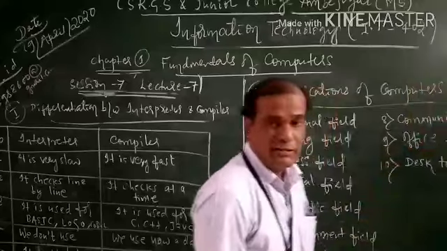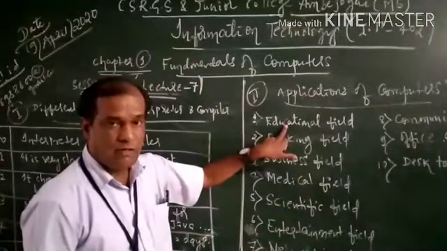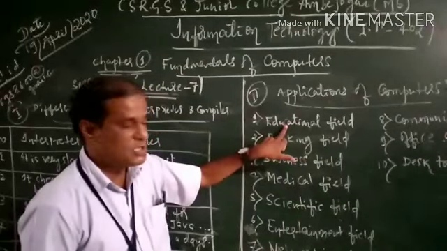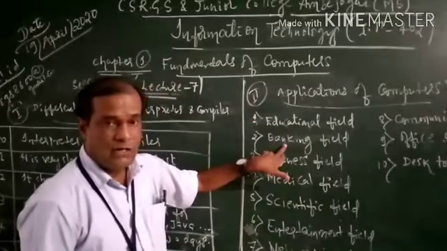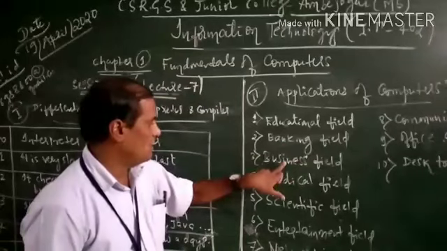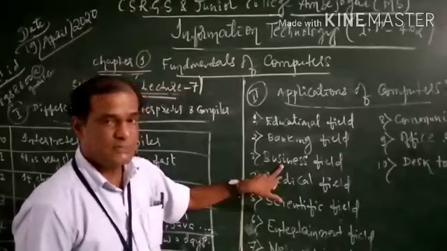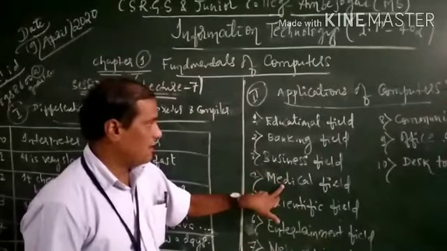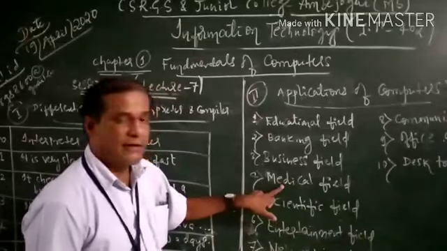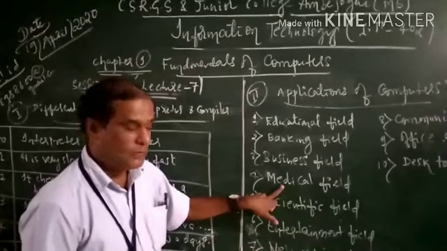So many applications are there, but a few applications I explained here. Once again I am going to revise. Educational field: our computer plays an important role to educate the child or the student in school, college, universities. Banking field: to handle transactions. Business field: for business persons. Then medical field or hospital management: to maintain the record of a patient and doctor. One-to-one, one-to-many, many-to-many relations will be there.